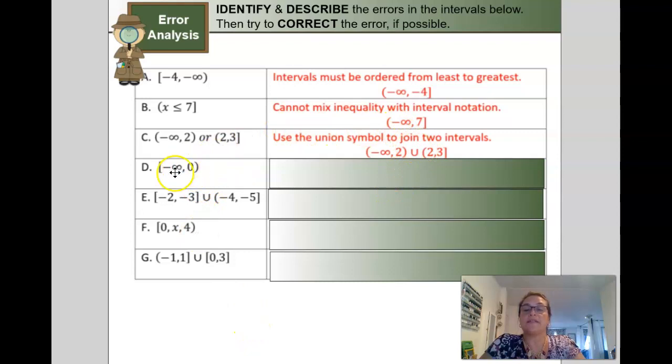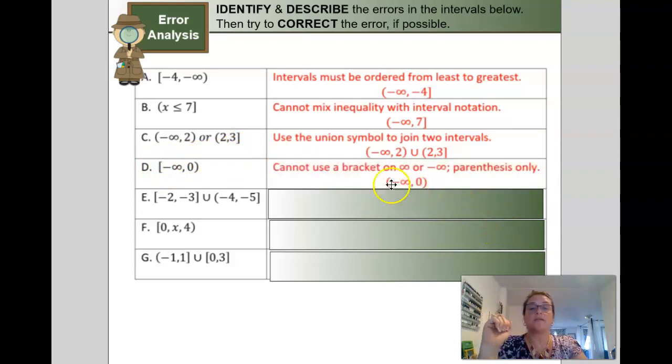Okay, in example D, we have a -infinity to 0. The 0 is non-inclusive. It's least to greatest, but the error that we see here is that there's a bracket on -infinity. And remember in example 2, we said you can't ever land on -infinity on the number line and stand on it like an address, so it can't ever be inclusive. So we needed to use a parentheses on that -infinity to correct that error.